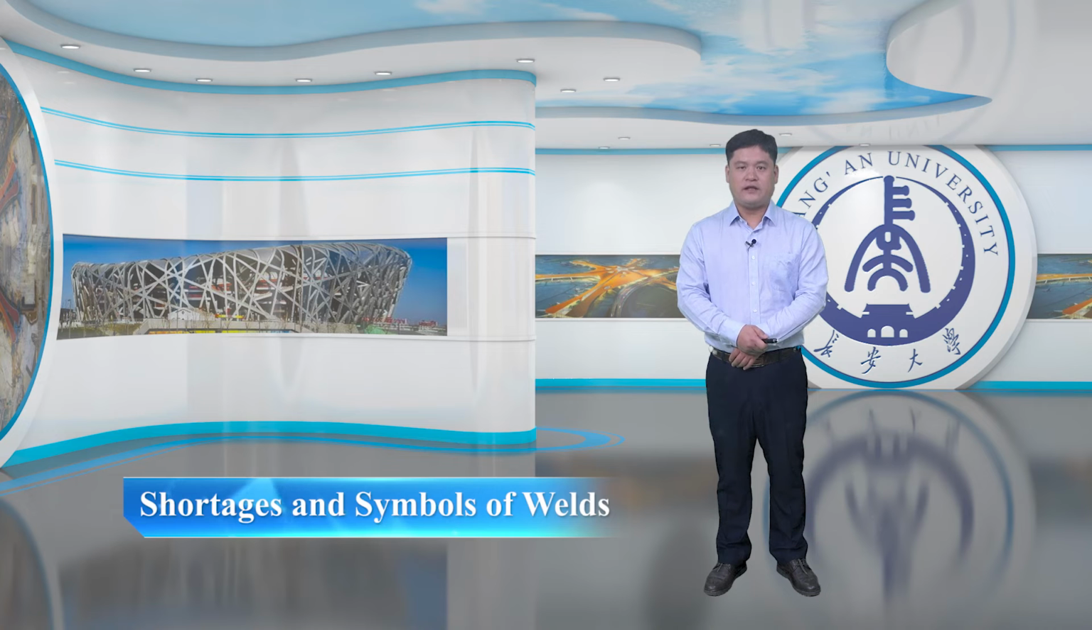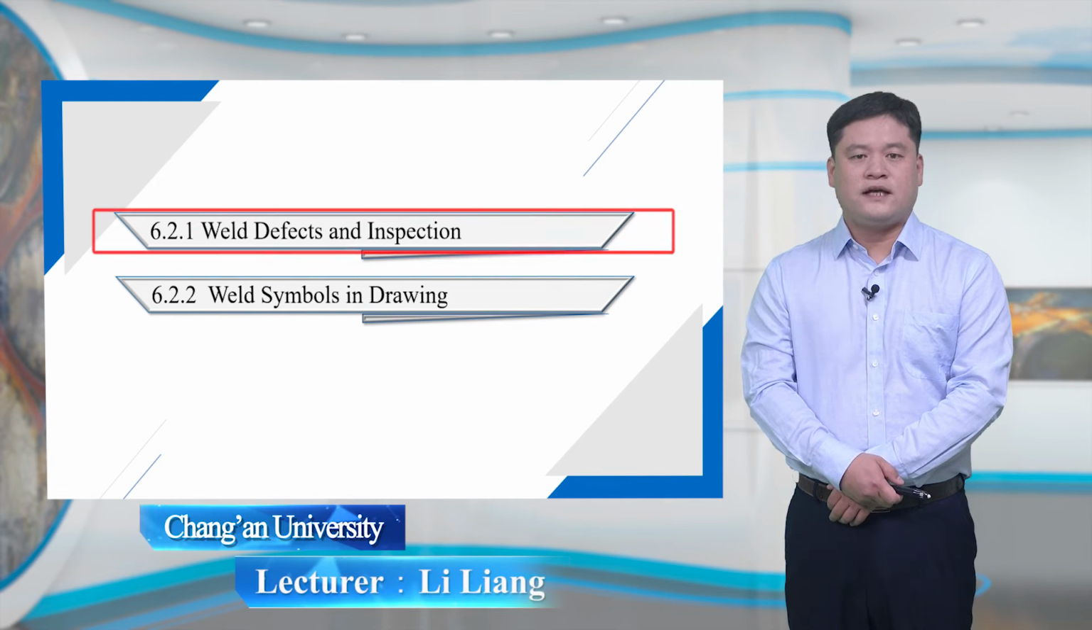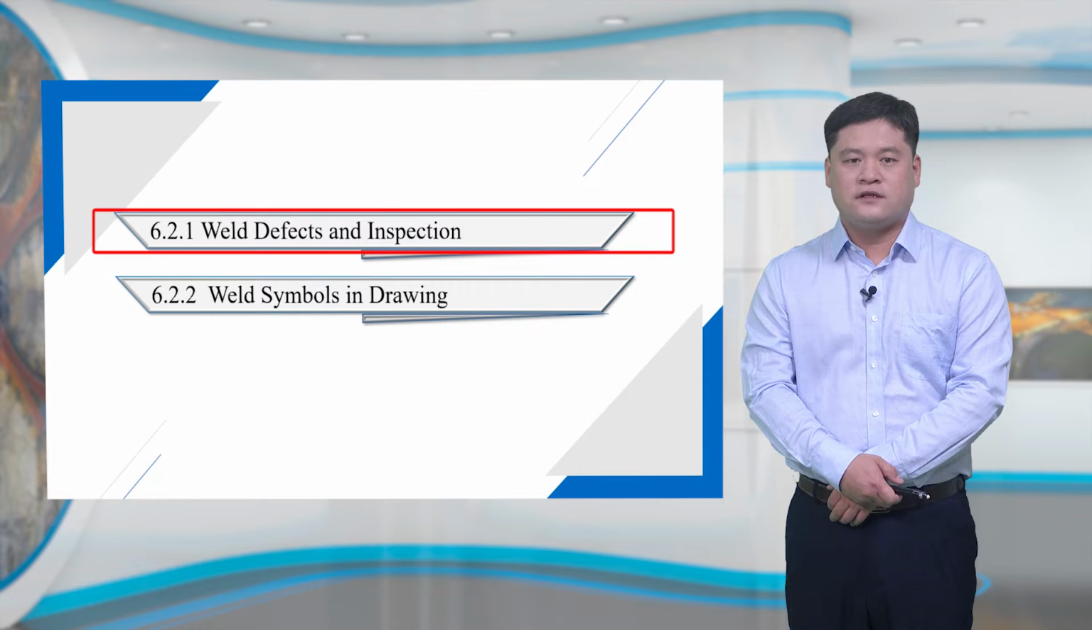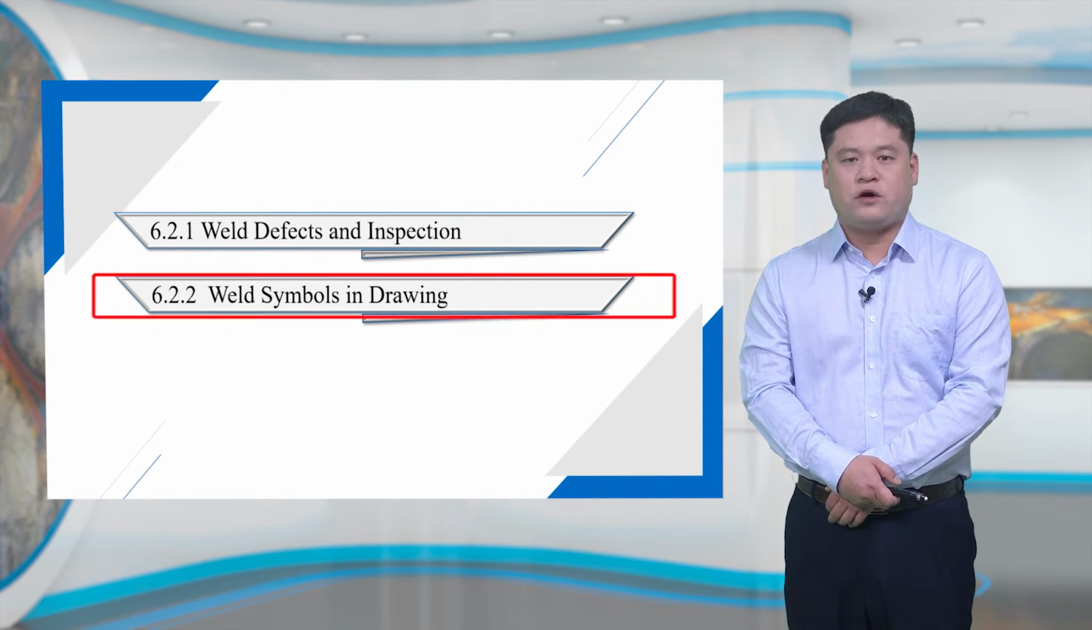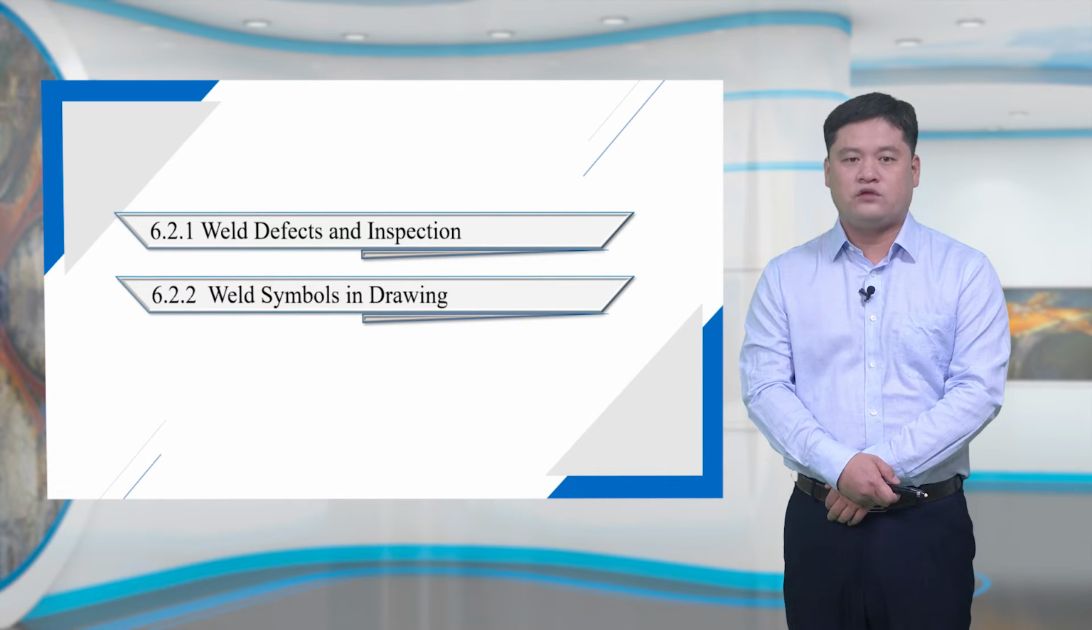Today we are going to study section 6.2, Shortages and Symbols of welds. In section 6.2.1, we will study weld defects and the corresponding regulation about quality inspection of welds. In section 6.2.2, the symbols of welds in drawing will be introduced.